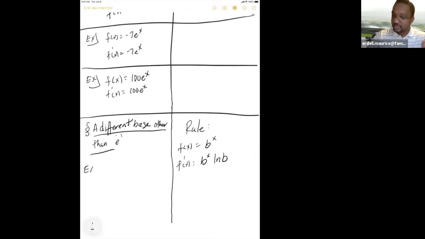So for example, if I have f of x is equal to 7 to the x, no longer is it e to the x. It's now a number to the x power. Then the derivative starts out the same, f prime, but then I have to multiply by a correcting factor. And that will be my final derivative.